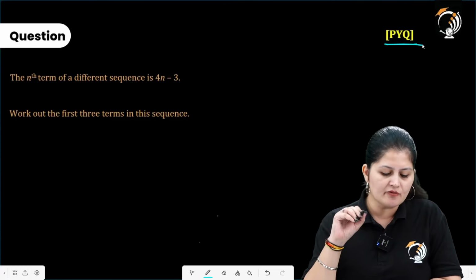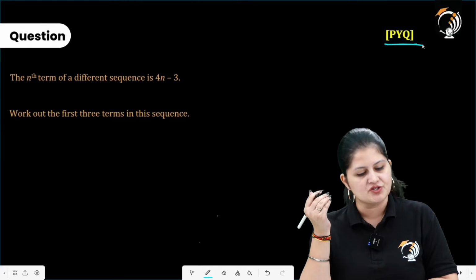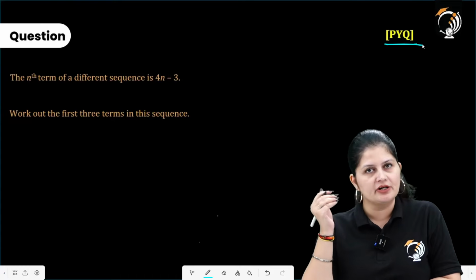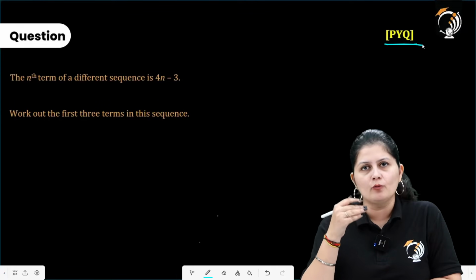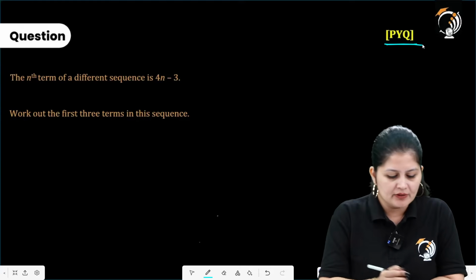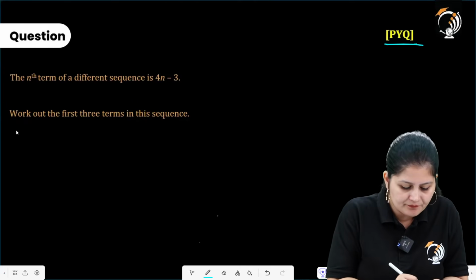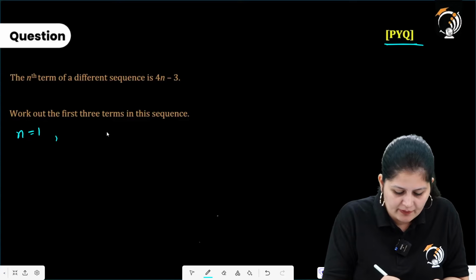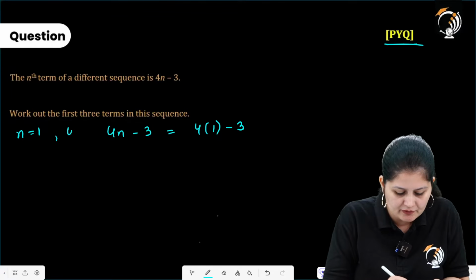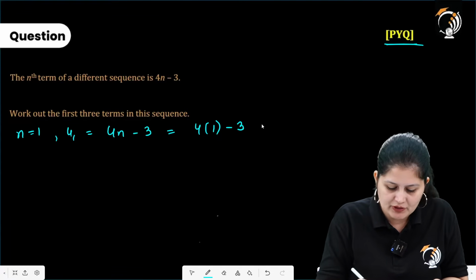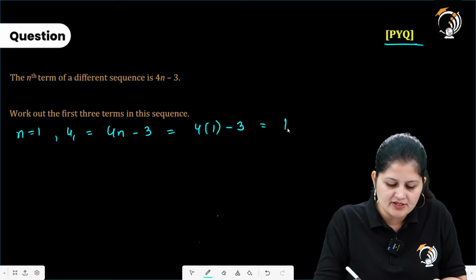The nth term of a different sequence is 4n minus 3. Work out the first three terms. In order to get the first three terms, we will keep the value of n as 1, 2 and 3 respectively. So, when n is equal to 1, 4n minus 3 will be equal to 4 multiplied with 1 minus 3. I'll write u1 is equal to 4 minus 3, which is 1.